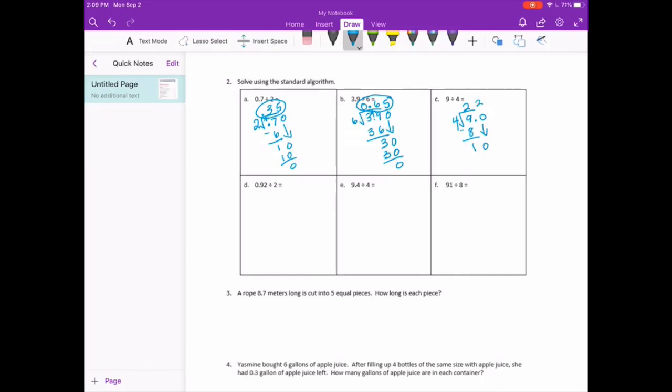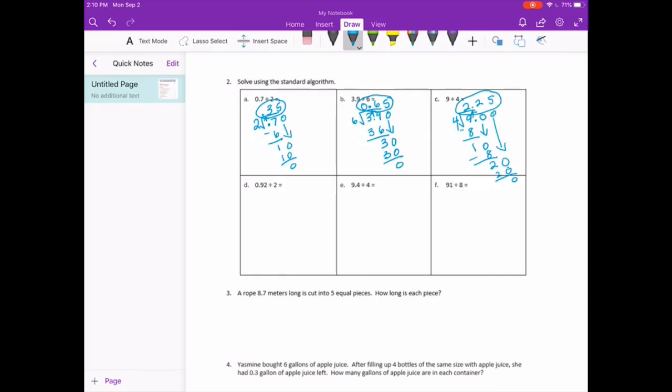2 times 4 is 8. We get 2 left over. And add another 0. 4 goes into 20 5 times. So 5 times 4 is 20. Finally, no remainder. Last step is to bring the decimal point straight up. So it's 2 and 25 hundredths.